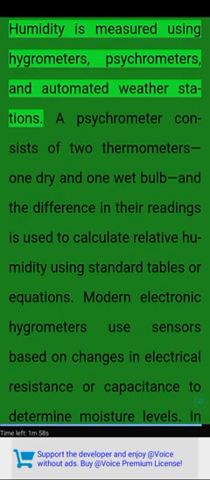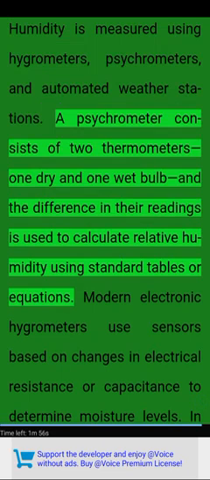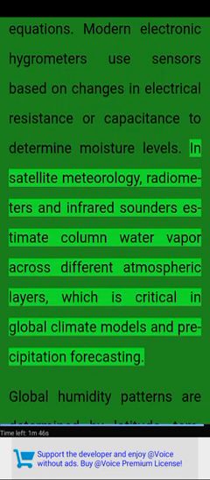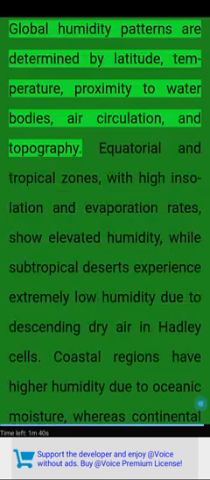Humidity is measured using hygrometers, psychrometers, and automated weather stations. A psychrometer consists of 2 thermometers, one dry and one wet bulb, and the difference in their readings is used to calculate relative humidity using standard tables or equations. Modern electronic hygrometers use sensors based on changes in electrical resistance or capacitance to determine moisture levels. In satellite meteorology, radiometers and infrared sounders estimate column water vapor across different atmospheric layers, which is critical in global climate models and precipitation forecasting.